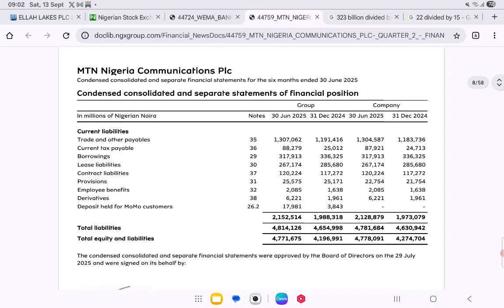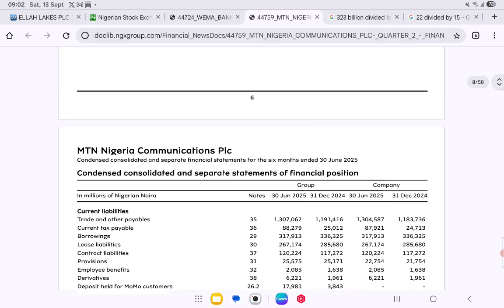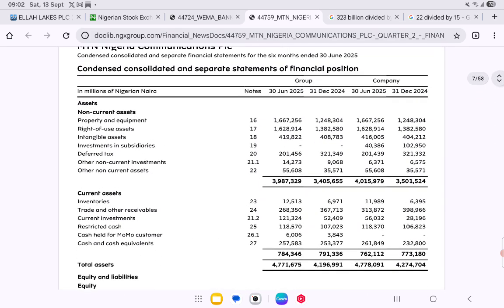Now, current liabilities, trade and other payables, what do you have? It's up, marginally up, 1.1 trillion to 1.3 trillion, not bad. Borrowings are down. You have lease liabilities and all that. Deposits held for Momo customers, that's sharply up. Quite interesting. Why does it repeat itself twice?